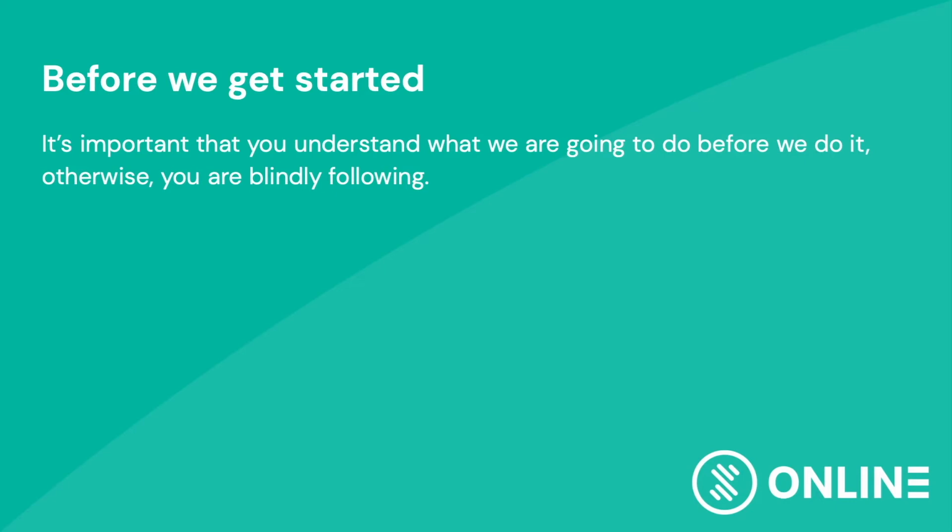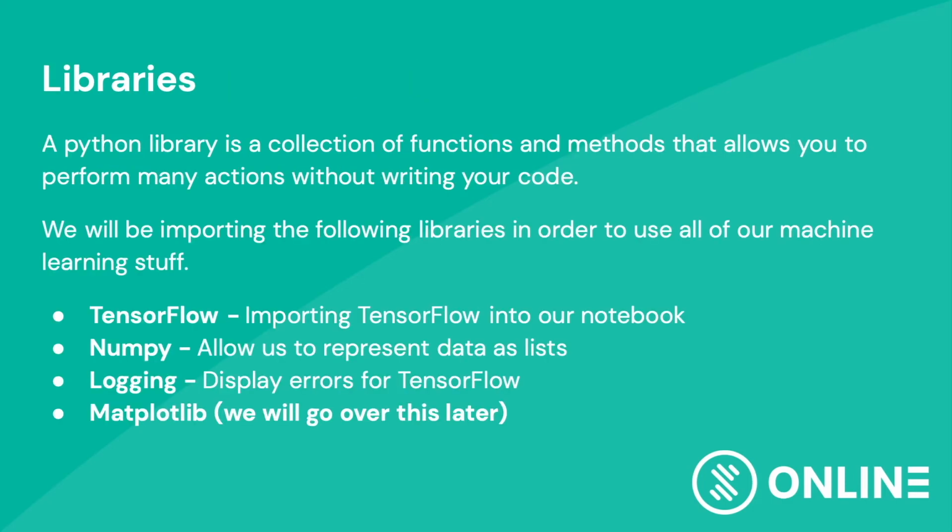Before we get started, it's important that we understand what we're going to do before we do it. Otherwise, you're just going to be blindly following me, and that's not good. It's great to understand what you're doing before you do it, and it also reduces how confused you might be. So first, libraries. A Python library is a collection of functions and methods that allow us to perform many actions without writing our own code. Functions and methods are basically ways that we can use large portions of code in less space. So we might make a function to add 1 to a number in a normal case. So we can just write add 1 and it would do that.